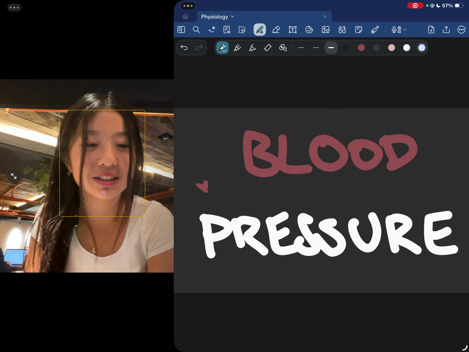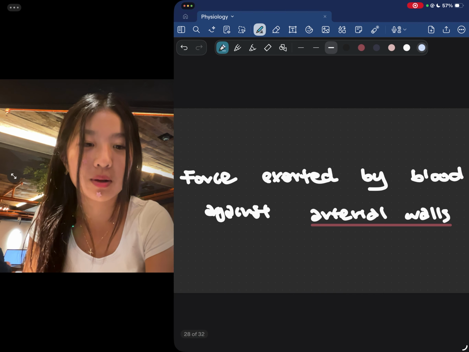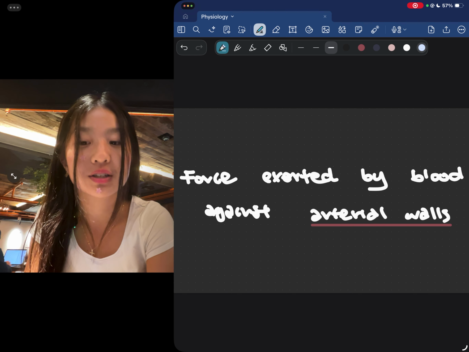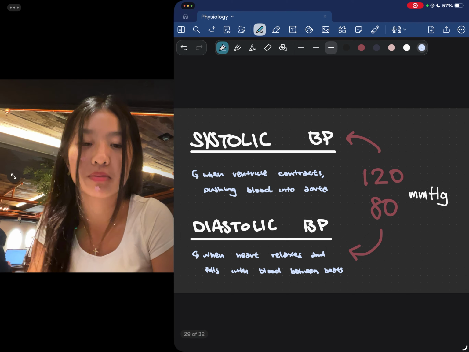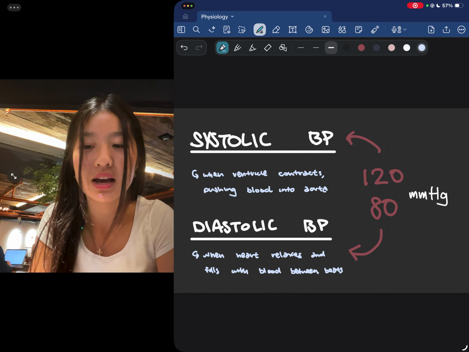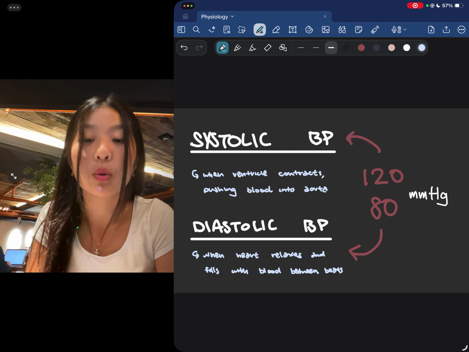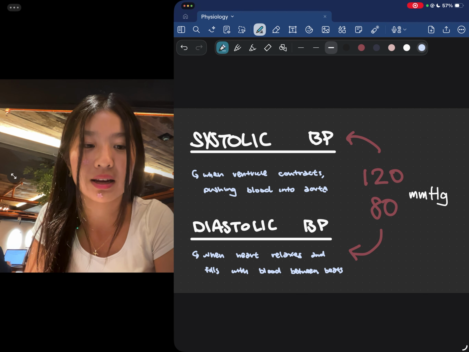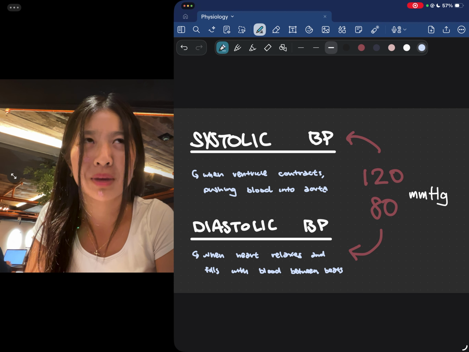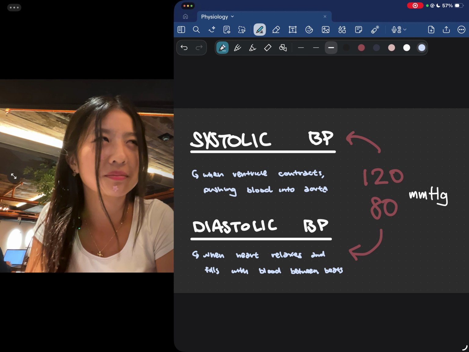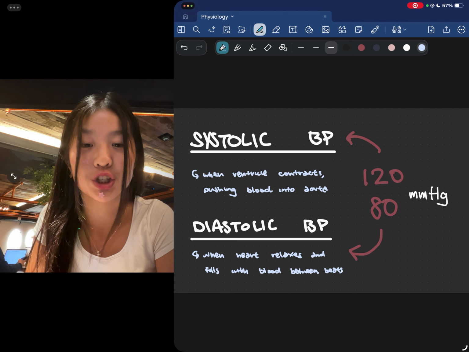Okay, to start off with blood pressure. Blood pressure is the force exerted by blood against the arterial walls. And there's two types of blood pressure, and we usually represent this as a fractional number. The one we take as a reference is 120/80 mmHg, millimeters of mercury.